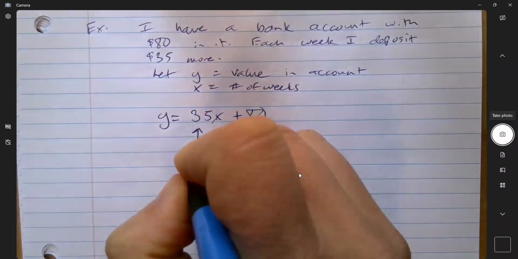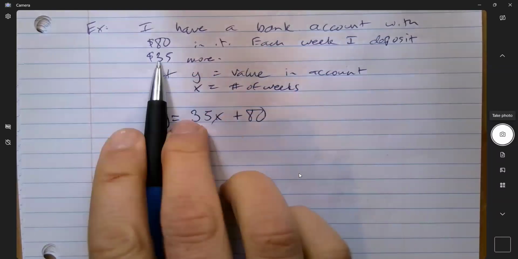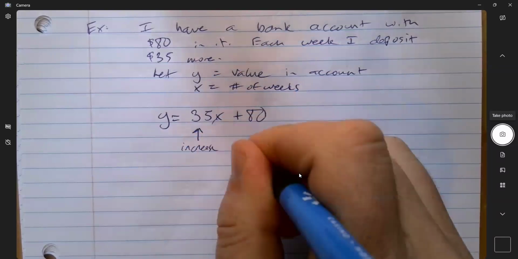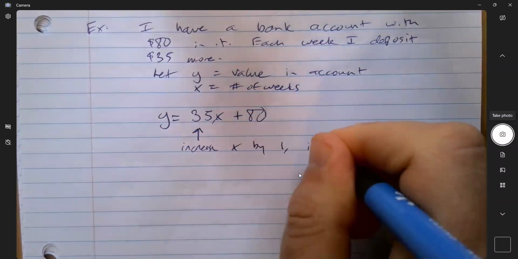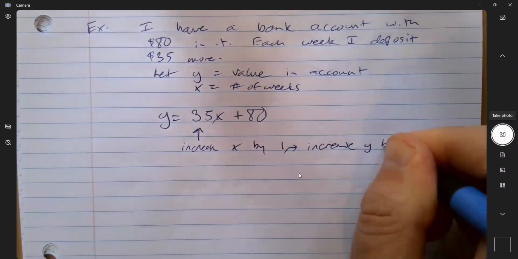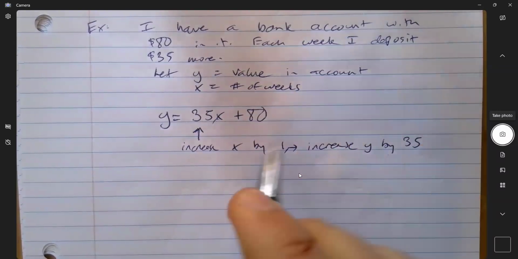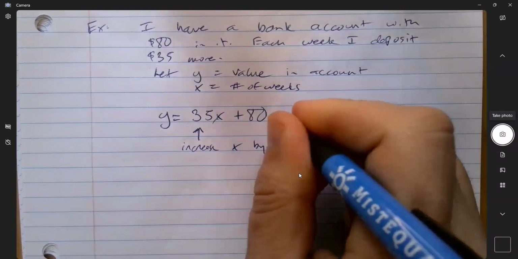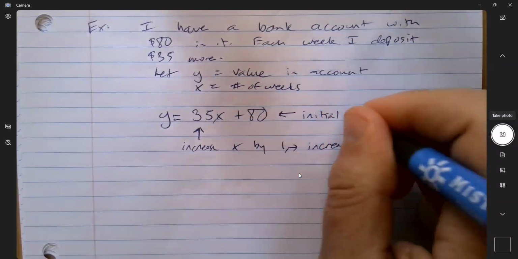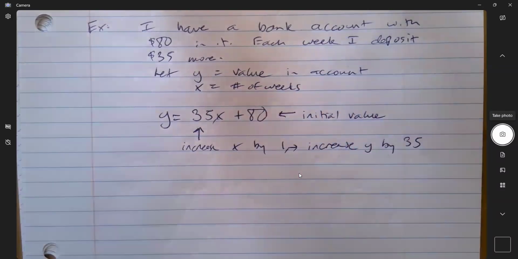35 is the slope. Each week I add $35. So increase x by 1 means that you increase y by 35. And 80 is my initial value, because I started with $80.